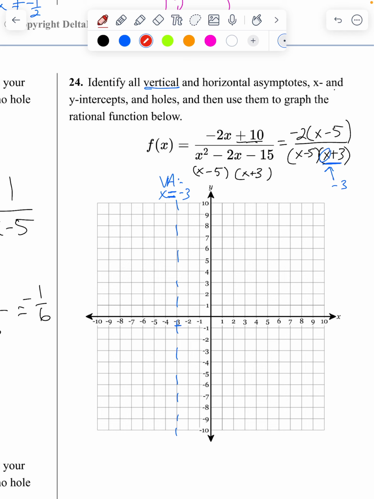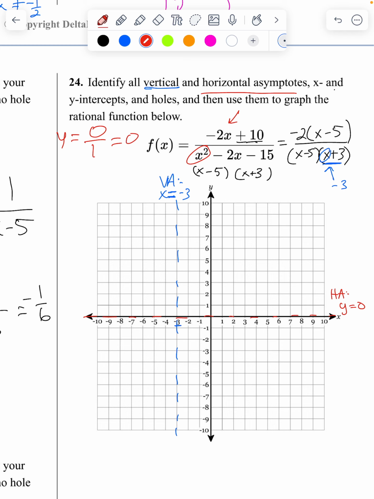So horizontal asymptotes, I'm going to use the rule that I did before. I'm going to look at the highest power of x before I factored it, and it's x squared. There's no x squareds on the top, and there's 1 on the bottom, so it's y equals 0. So that means right here, there's a horizontal asymptote at y equals 0.